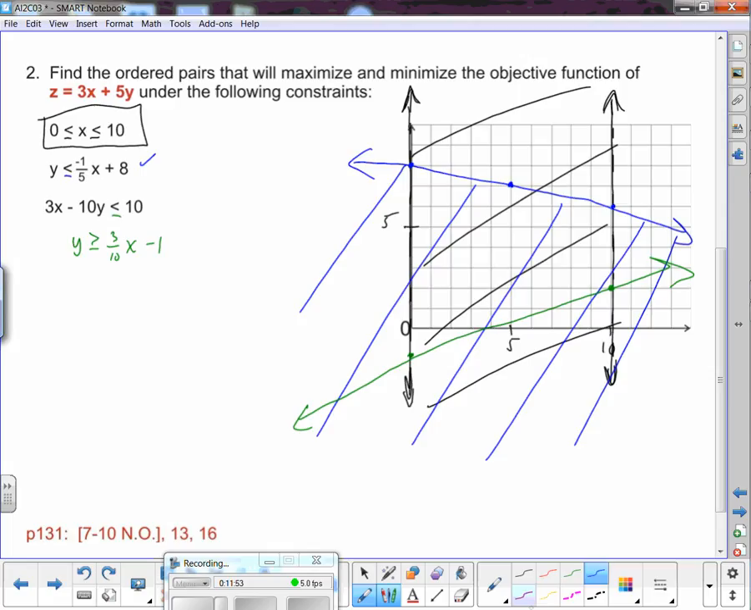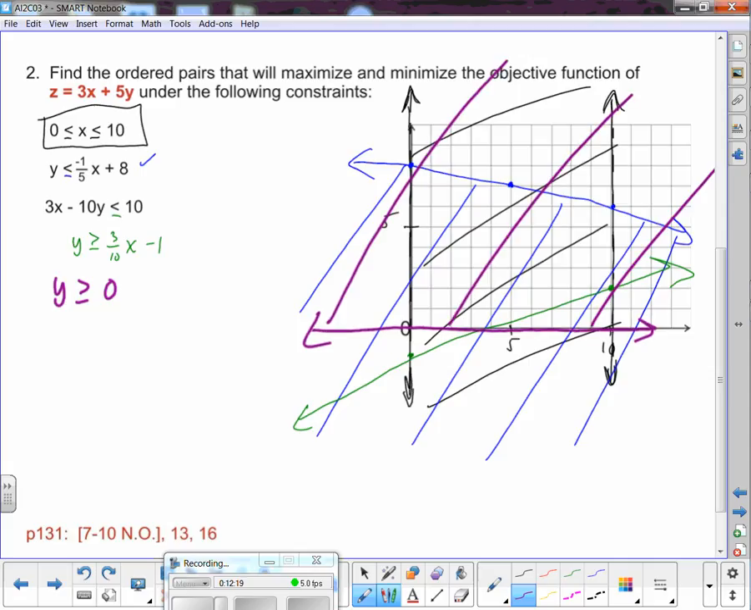I'm going to throw in one more inequality. Let's throw in y greater than or equal to 0. So we'll throw in a fourth constraint inequality. I know you don't have purple, but it doesn't matter. But that's just going to now put us in here. All right, we got stuff everywhere, right?